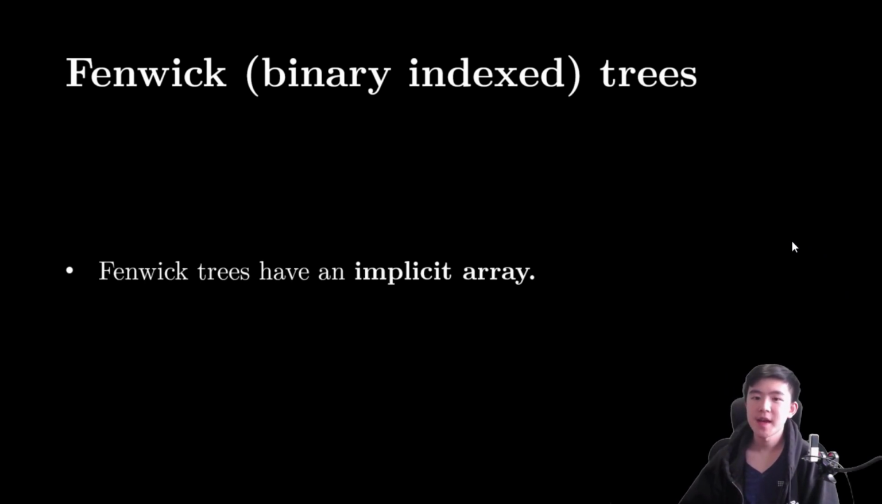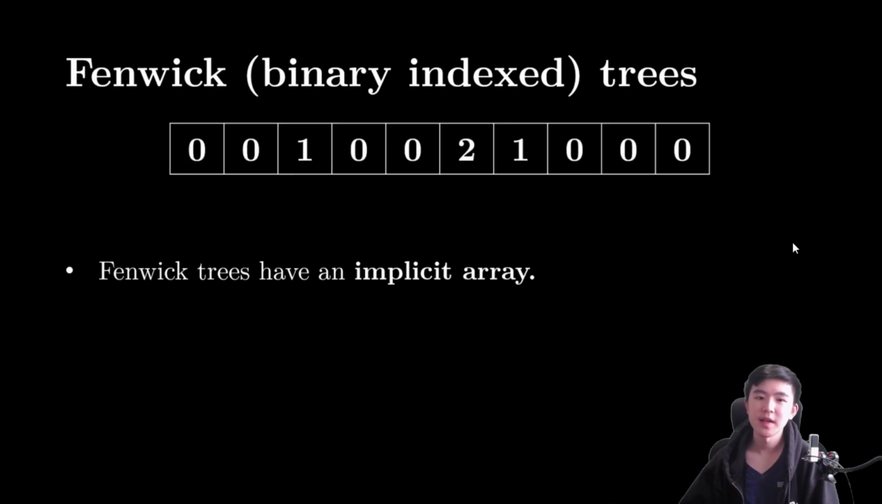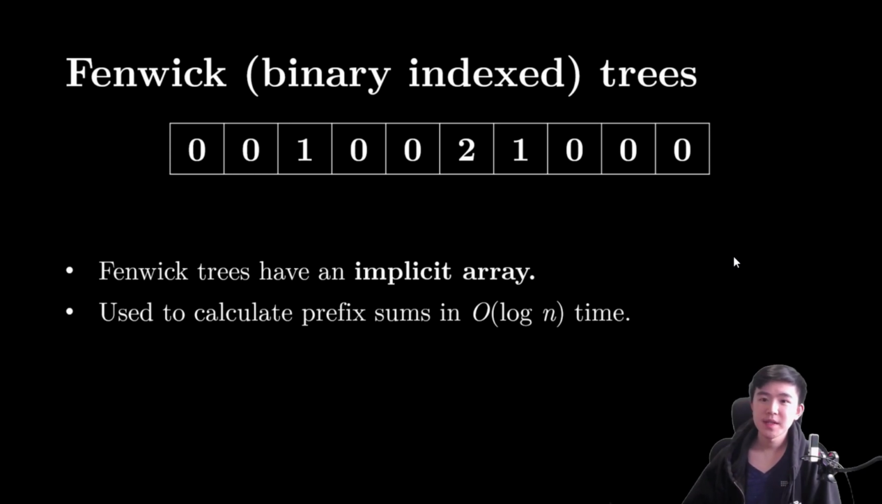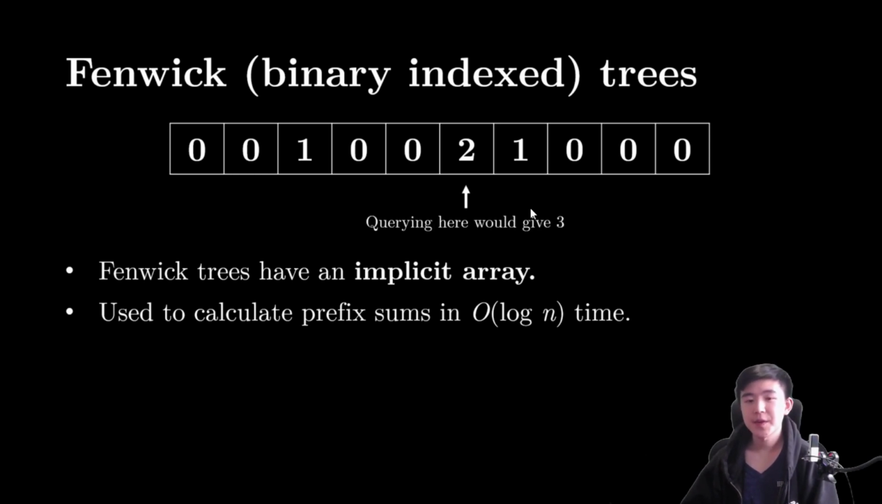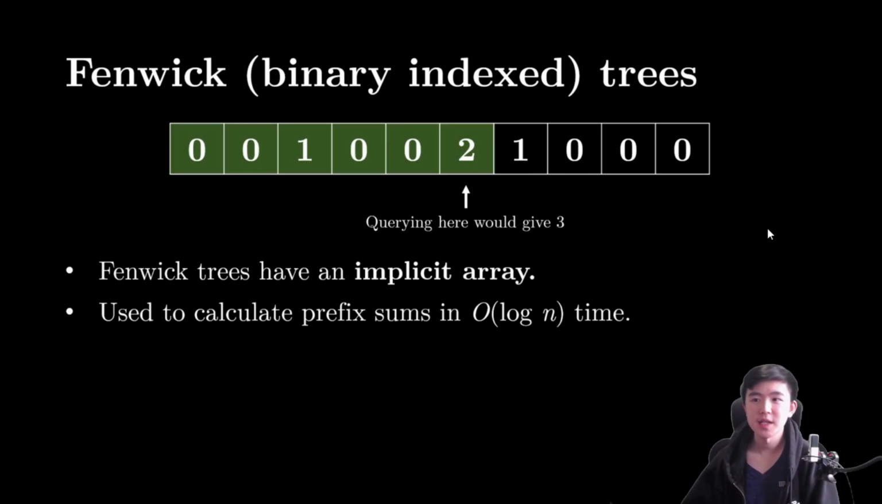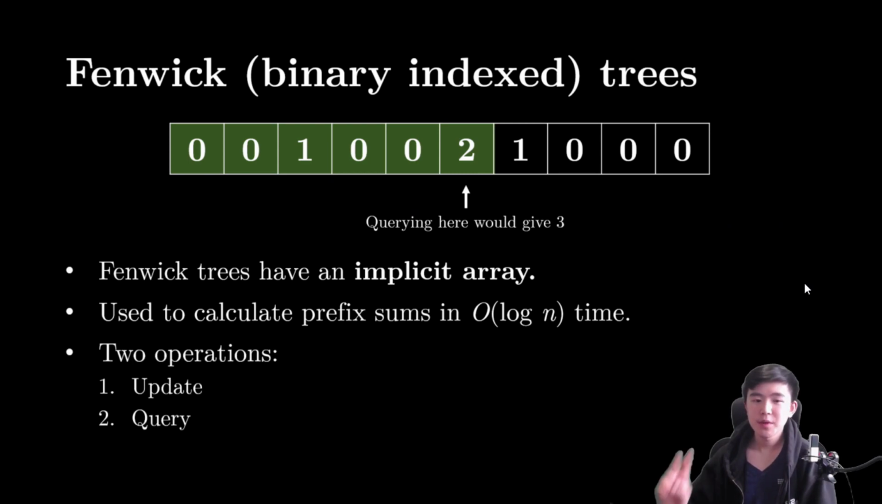So Fenwick trees have an implicit array, so this is not explicitly declared, it's an idea of sorts. So for example, this could be our implicit array. Fenwick trees are a way to calculate prefix sums of this implicit array in O(log n) time, so it makes it very fast to calculate prefix sums. So for example, querying at this location will give 3 because we want to find the prefix sum of this much. So Fenwick trees have two operations, update and query. Update updates an element in the implicit array by however much you want, and query tells you the prefix sum of any prefix.